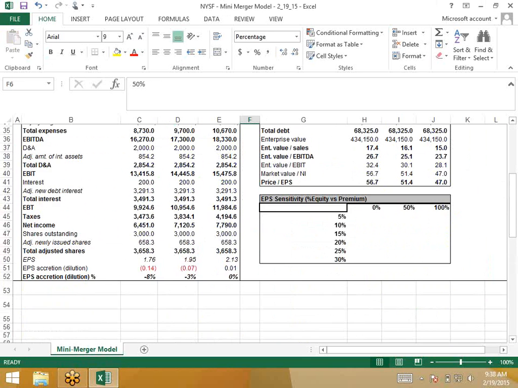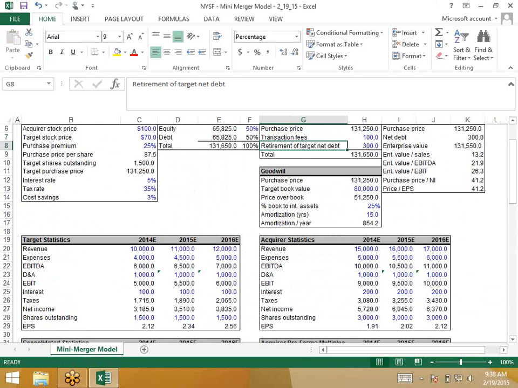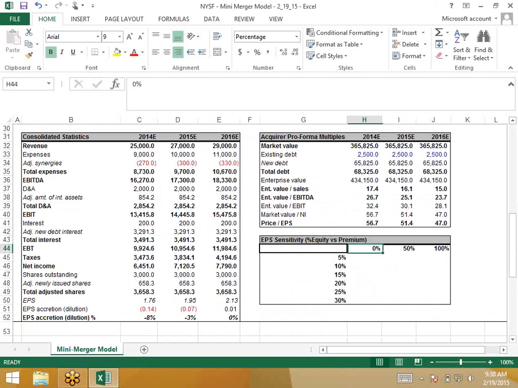So let's focus on, for example, 2016 EPS, right? Well, 2016 EPS is zero. It's break even when you're buying the business at a 25% premium, splitting 50-50, 50% equity, 50% debt. What happens if the equity shifts from 0 to 100%? So in a 0% equity case, if we're raising all debt, how will that change the accretion dilution? In a 100% equity case, all equity, no debt, how will that impact accretion dilution? If our premium goes up or down, how will that impact our accretion dilution?